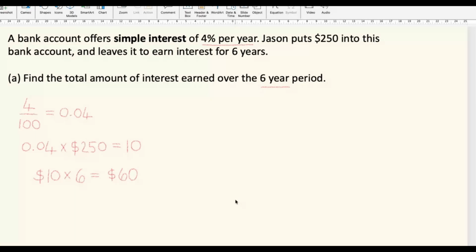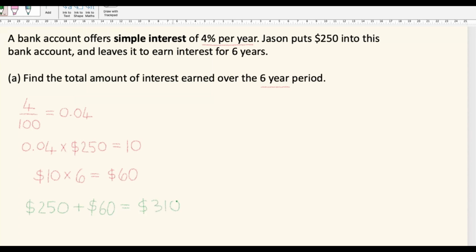What will the total amount in the bank account be after 6 years? How can we go about calculating that? So what we do is we add the amount of interest earned found in the first part of the question to the starting amount. So it will be a very simple addition sum. So it will be $250 plus $60. And that, of course, will give us an answer of $310. So this will be the amount in the savings account or in the bank account after a period of 6 years.